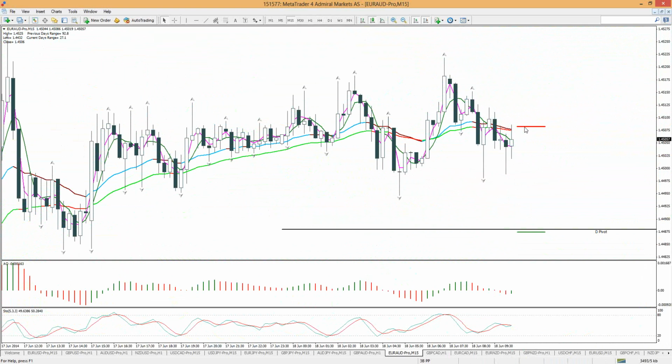The 15 is not aligned with the hourly moving averages. The 15 is bearish, the hourly is bullish. But if this does get bullish, then obviously it would become aligned with the hourly. So as soon as the 15 gets into a bullish mode, I do think that the euro bullish potential is there.